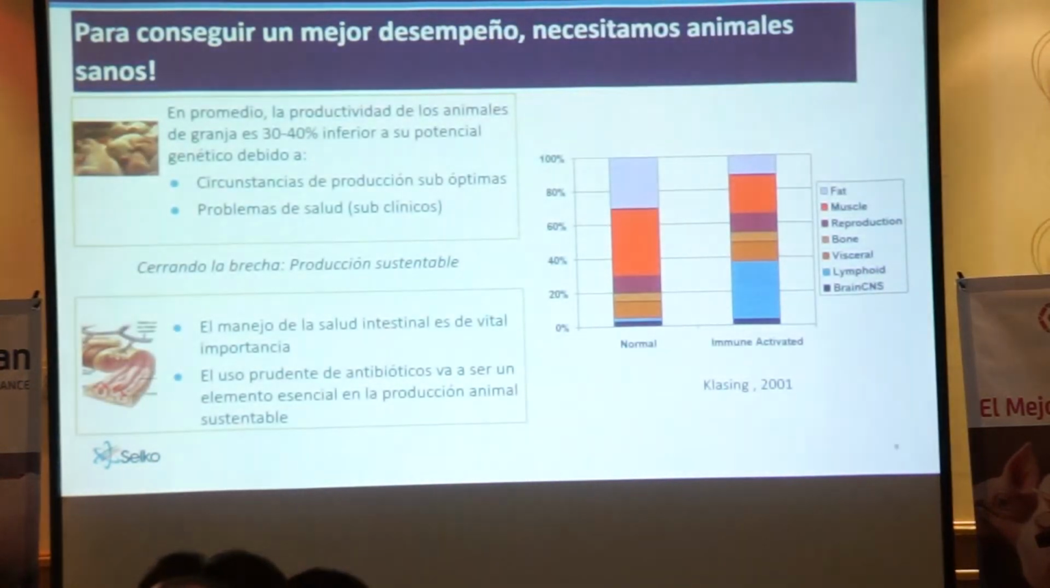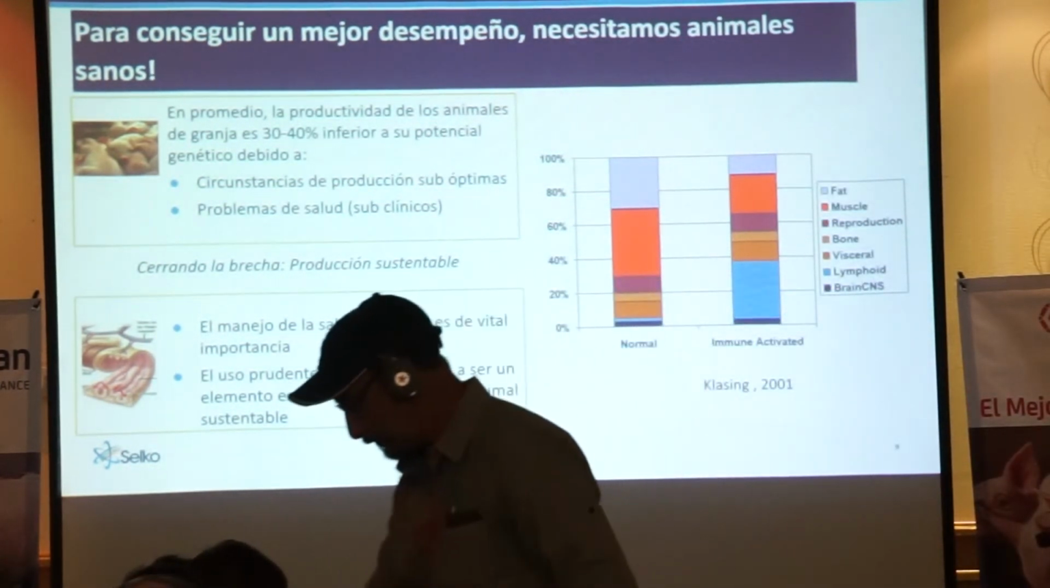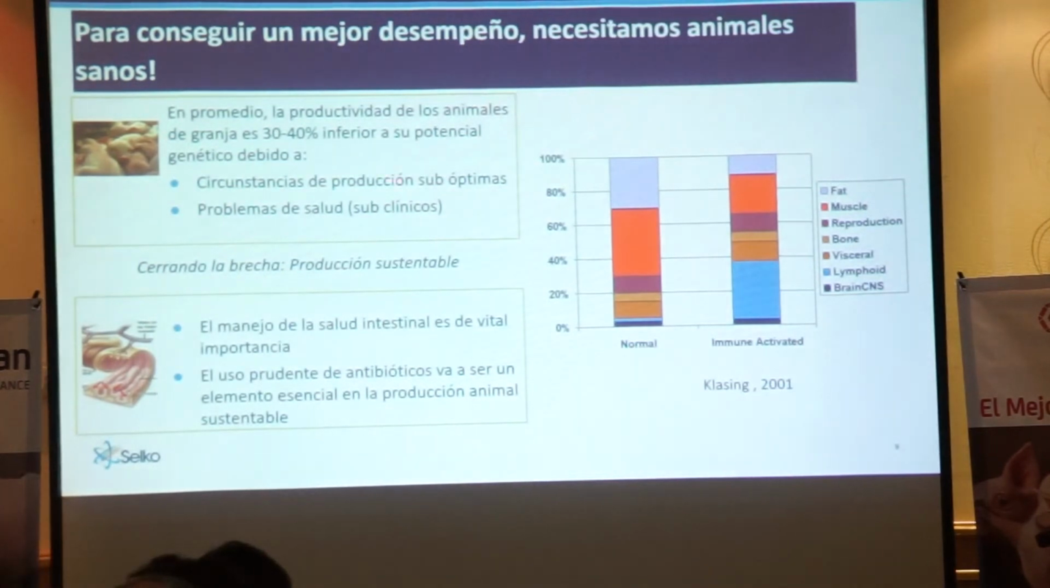Also, a trend that we see is that research has shown the animal production is actually 30 to 40% below their genetic potential. That means that the animals are not producing at their top, and that can have multiple reasons: problems with health, so subclinical health problems, or also problems with suboptimal production circumstances. And we think that we can help those animals by producing more efficiently, by managing the intestinal health, which of course is very important in the digestion and the growth of the animals.